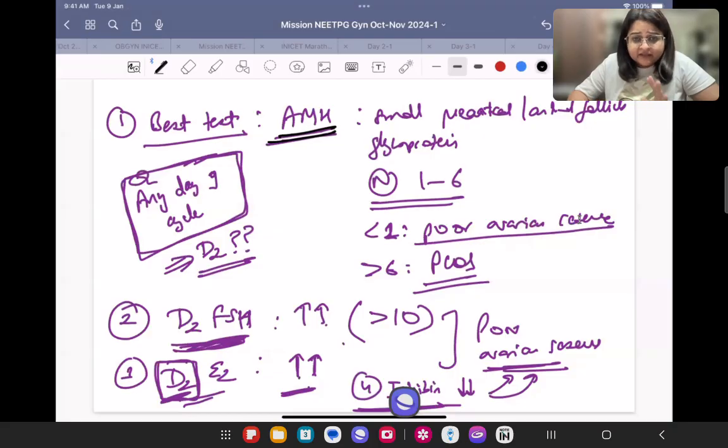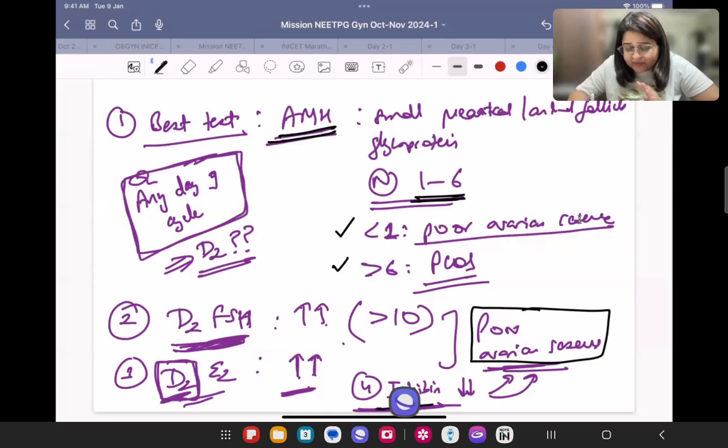Okay, it can be done on any day of the cycle, but some studies are now saying day 2 is the best time to do it. A normal value is between 1 to 6. Less than 1 is an indicator of poor ovarian reserve. More than 6 is an indicator of PCOS. Day 2 FSH, day 2 estradiol, both high, again indicator of poor ovarian reserve.